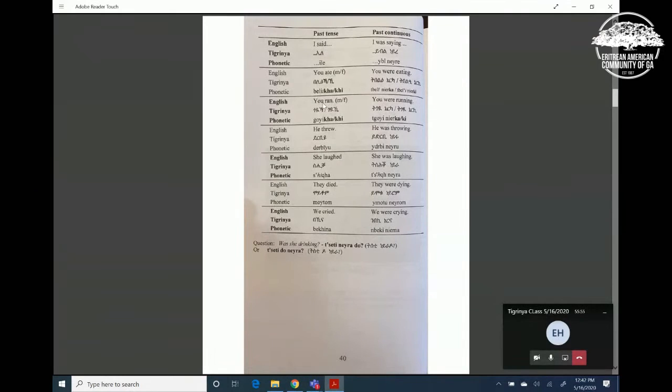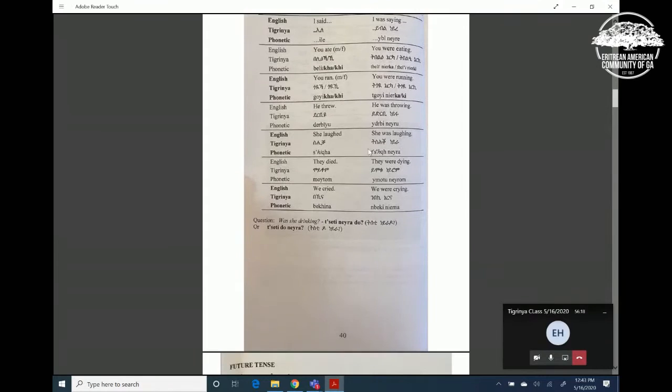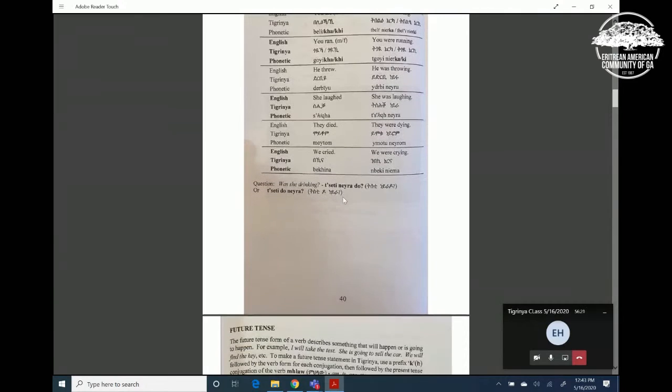Now again, you ran. Goyecha for a guy, goyechi for a girl. Now if you want to do it in the past continuous, you were running, you add that to make it goyi, nirka or nirki. Nirka for a boy, nirki for a girl. And that pattern just follows throughout.